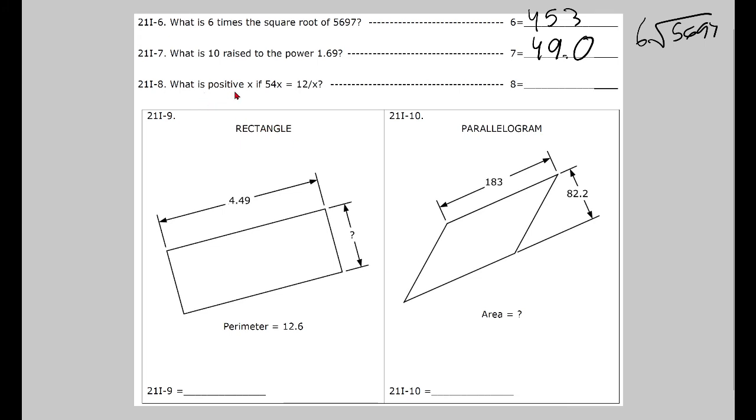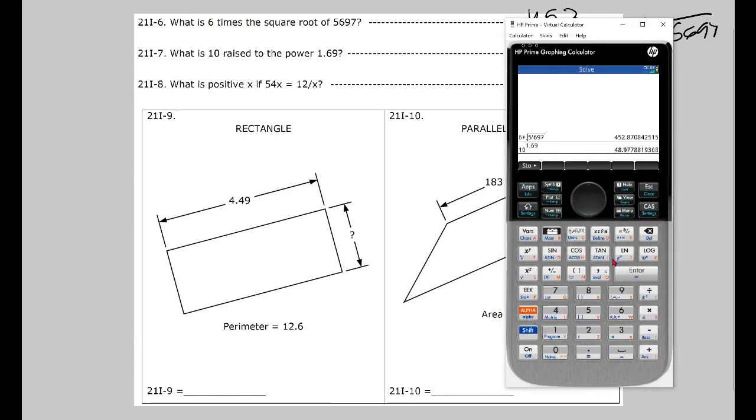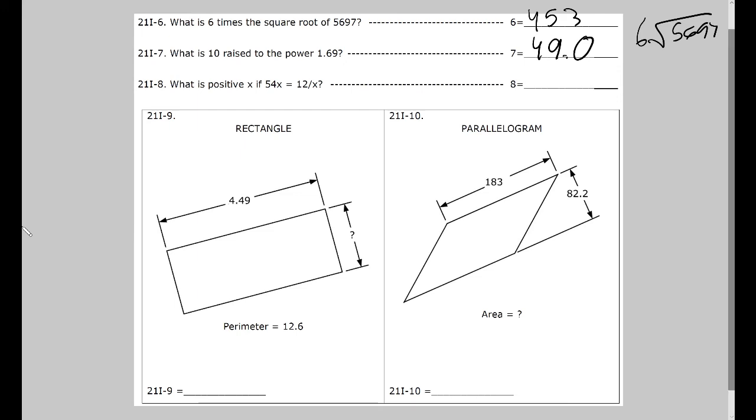And for 8, what is positive x if 54 times x is equivalent to 12 divided by x? Again, just jump to your calculator, go to your solver, and do 54 times x. Actually, I'll do x this time. I like x. 54 times x is equivalent to 12 divided by x. That all checks out. Now I go to number. It says positive x, so I have to make sure to give a positive guess, and I'll give my normal guess of 5, and hit solve. So in this case, x would be 0.471, and that'll be our answer.